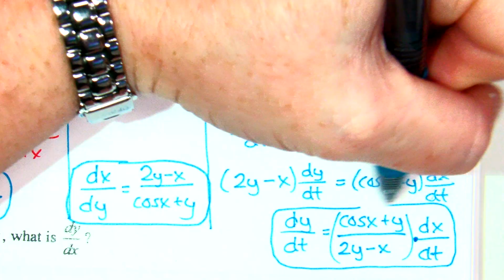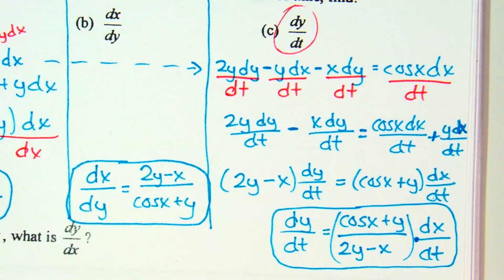Yeah, because dx dt is different than dy dt. Dy dt is the derivative of y with respect to t. Dx dt is the derivative of x with respect to t. So those are two different things.